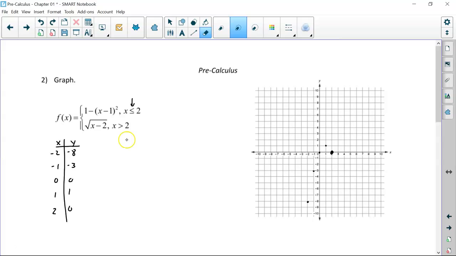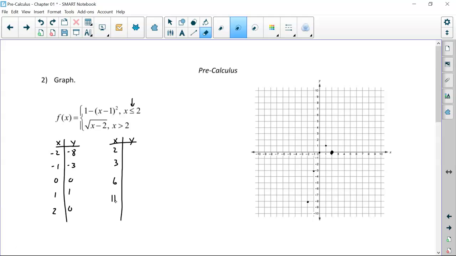Now, for the bottom function, x and y, x is greater than 2. We're still going to use 2 as our starting off point. So we'll have a 2. I'm going to pick some values that are easy to work with. So we're going to pick a 3, a 6, and an 11.